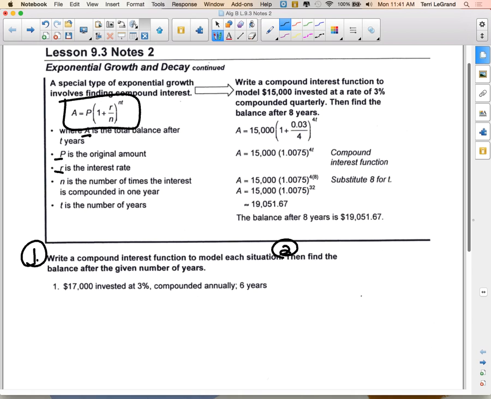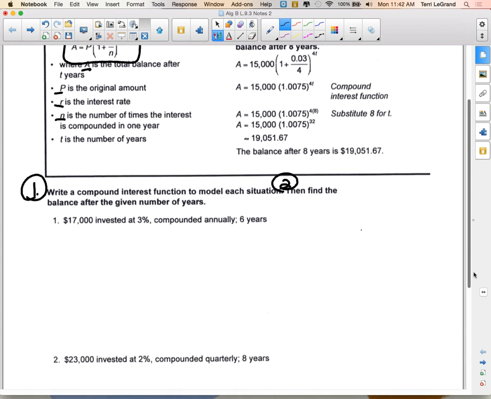Okay? R is just like it was on Friday. It's being added to 1, or it's being subtracted if it's exponential decay. Well, we're talking exponential growth here. So R is still the interest rate changed to a decimal. N is new in here. N is the number of times the interest is compounded in 1 year. So when I said compounded monthly, how many times would that happen in a year? 12 times. Why 12? Because there's 12 months in a year. So our N value would be 12 in that case. How many times are they going to compound it in 1 year? And then T is going to be the number of years.